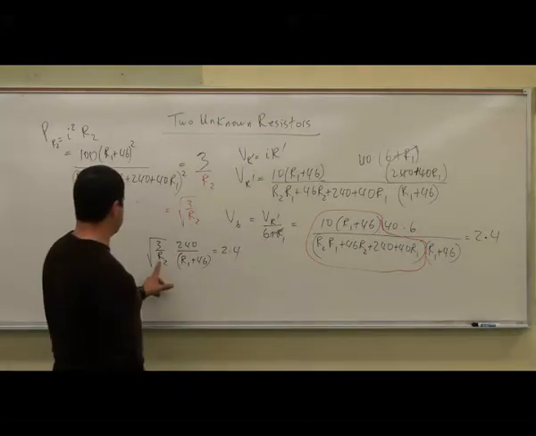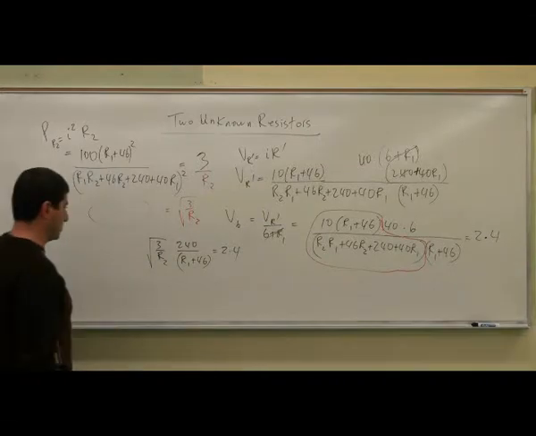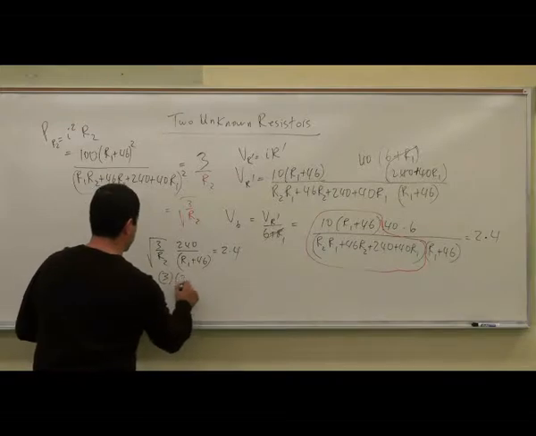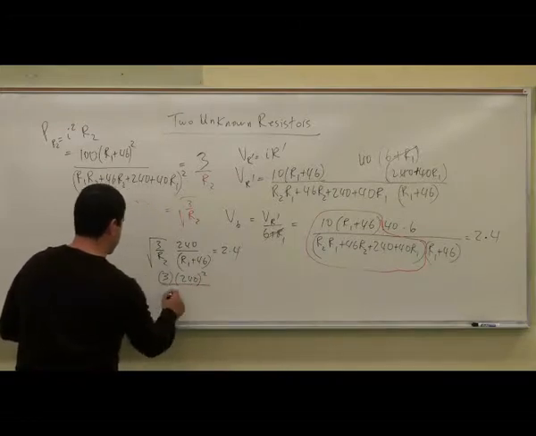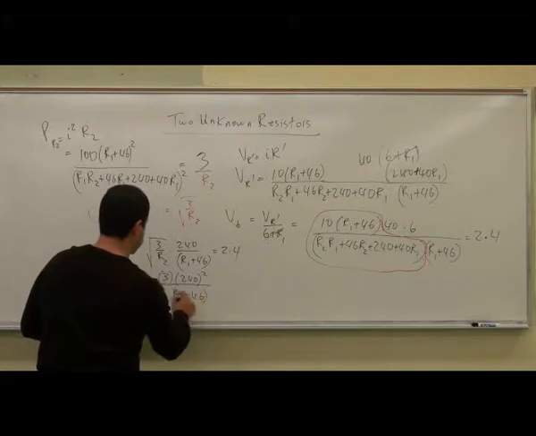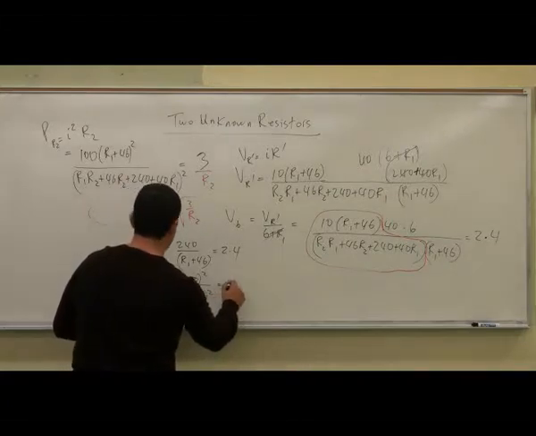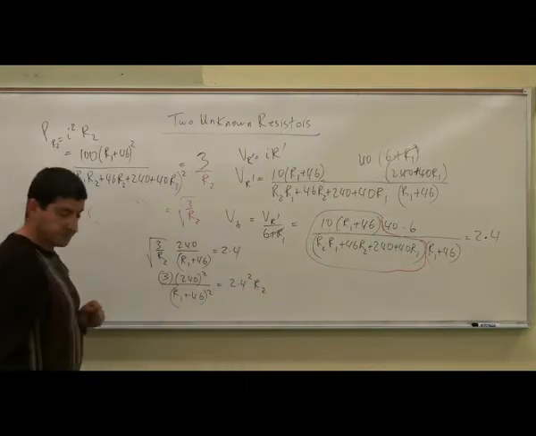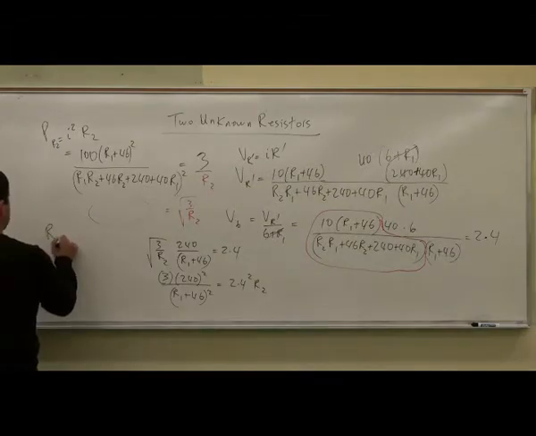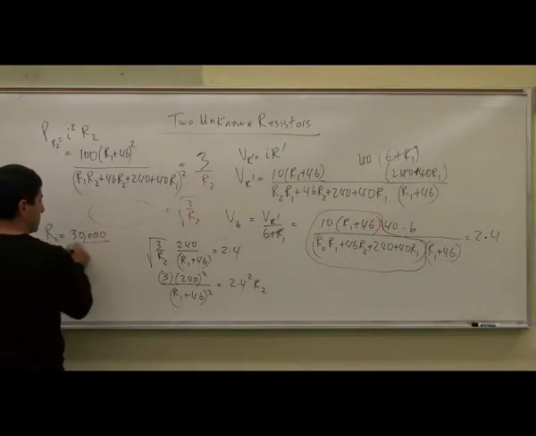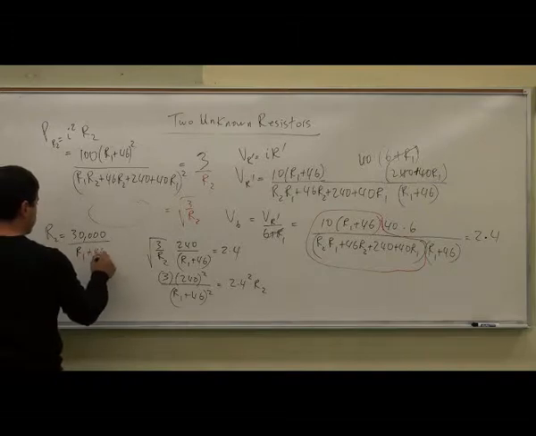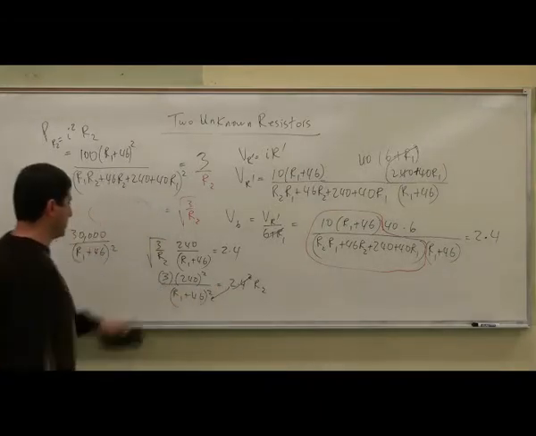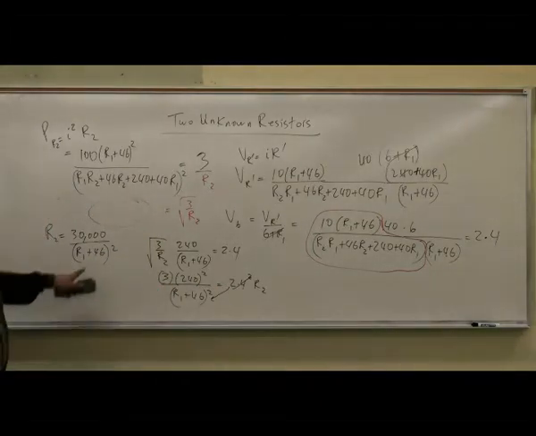So I can take the R2 to the other side, bring this all here. You can say 3 times 240 squared over R1 plus 46 squared is equal to 2.4 squared times R2, so R2 is equal to 30,000 divided by R1 plus 46 squared. So this one went down there, divided into there: 30,000 over R1 plus 46 squared.